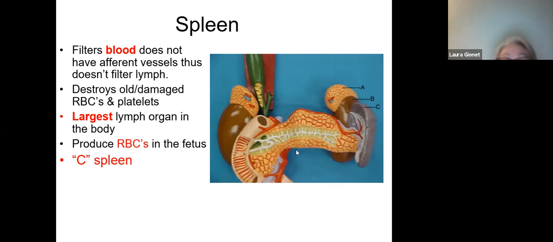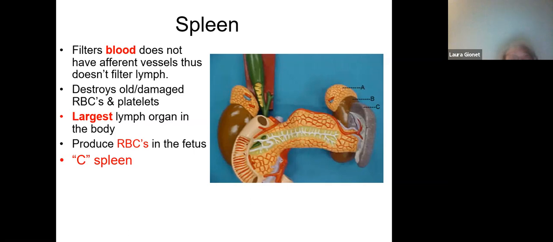The spleen, here's a good model that has the pancreas, the small intestine, we have our two kidneys, and then the spleen. Right? The spleen is C. The spleen not only filters blood and has a similar function that a lymph node does, that you're going to monitor for microbes and initiate an immune response. You're going to have T lymphocytes, B lymphocytes, and macrophages.